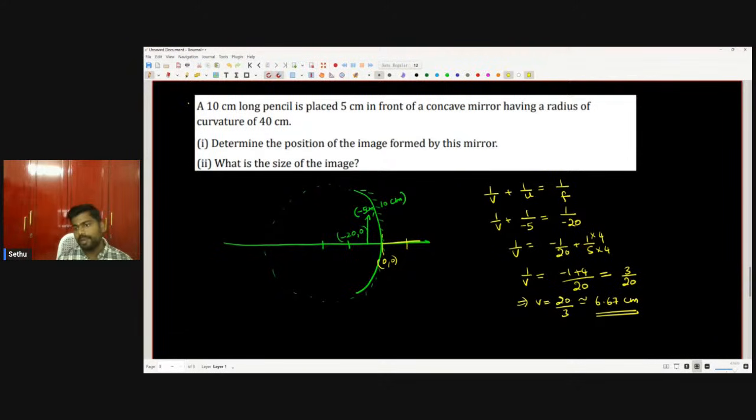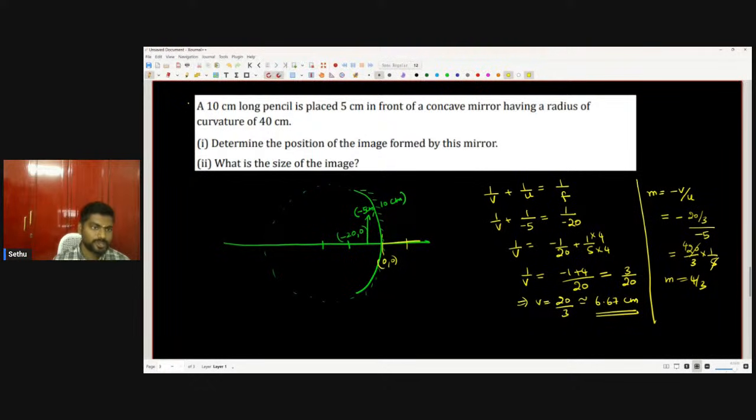What is the size of the image? How will you calculate? Calculate magnification. Magnification is minus V by U. What is V? V is actually 20 by 3, right? Divided by U. U is minus 5. Minus minus gets cancelled. So you end up getting 20 by 3 divided by 5, so into 1 by 5. This is 4 by 3. So magnification is plus 4 by 3.